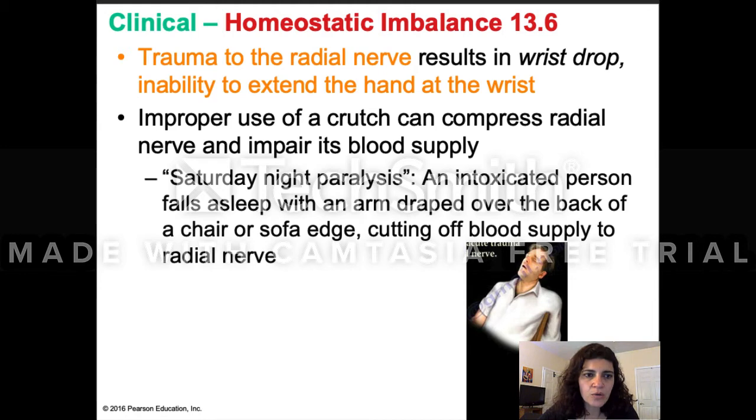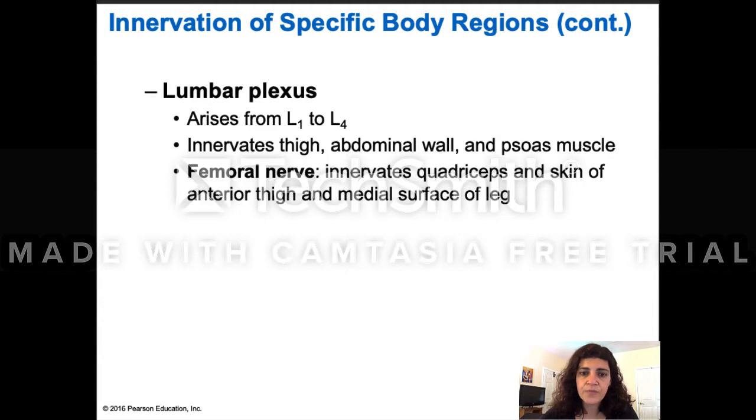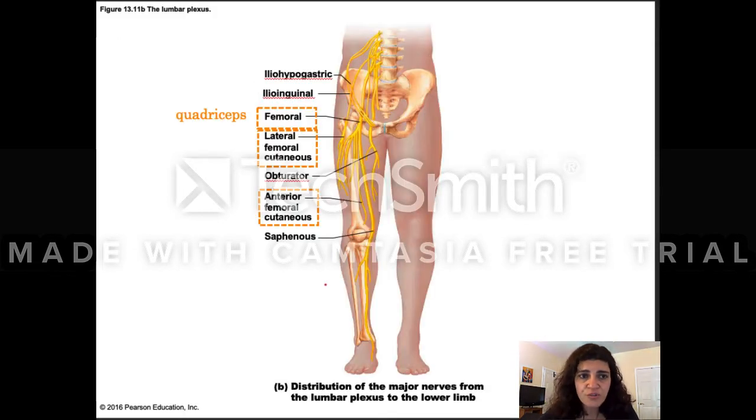Let's talk about lumbosacral plexuses and lower limbs. So lumbosacral, they're actually one plexus, but we divide them in two, lumbar and sacral, because there is some braiding that fuses together lumbar and sacral nerves. So let's talk first about the lumbar plexus. The nerve that we need to know is the femoral nerve. The femoral nerve innervates the quadriceps.